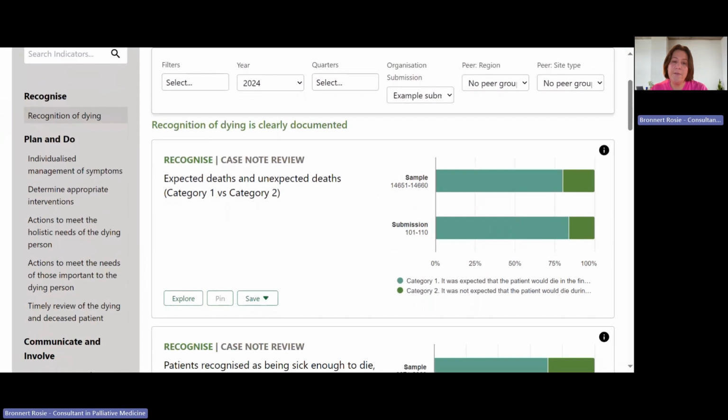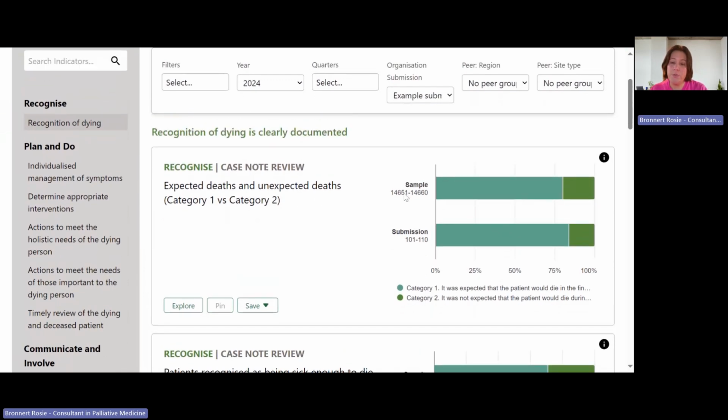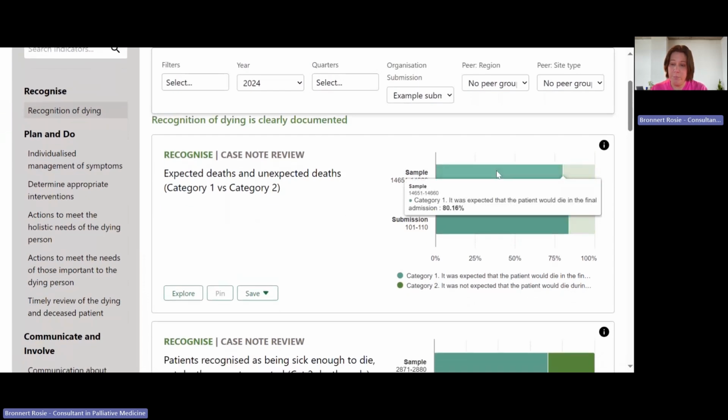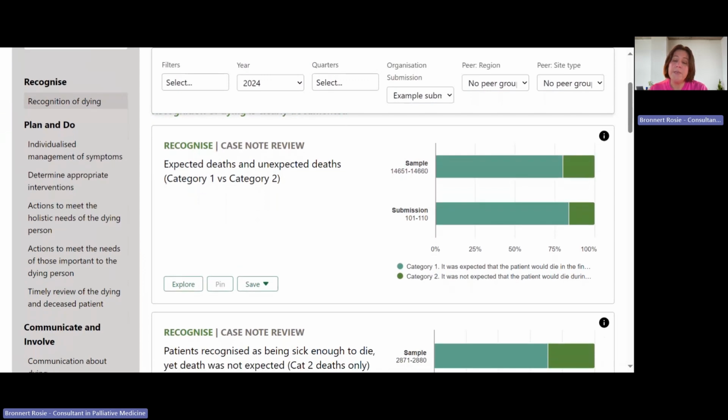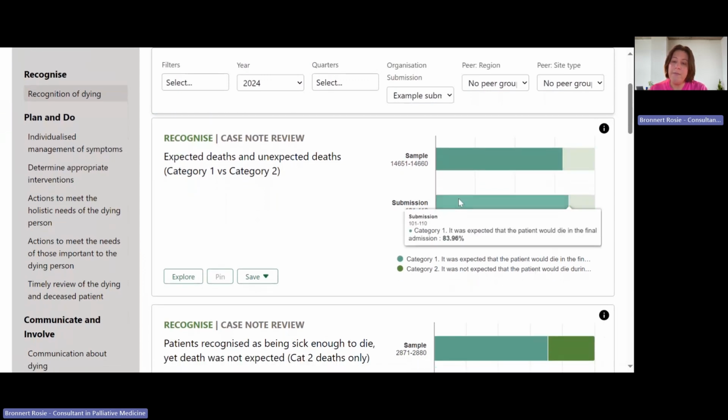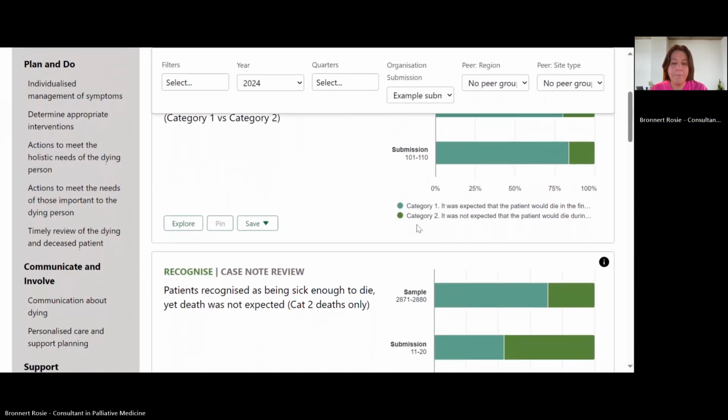In this case, you start off with looking at whether the deaths were expected or unexpected in those audited by NASAL. The national picture is that around 80% of people who had their notes reviewed as part of NASAL, it was expected that they would die. And in this example submission, it's slightly above that.